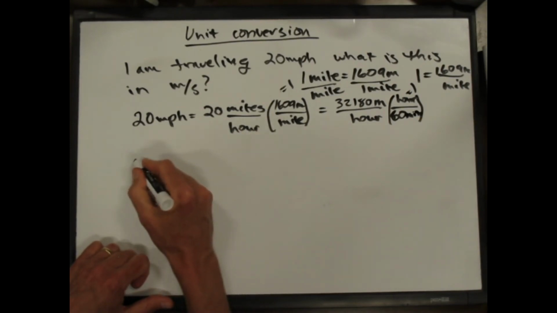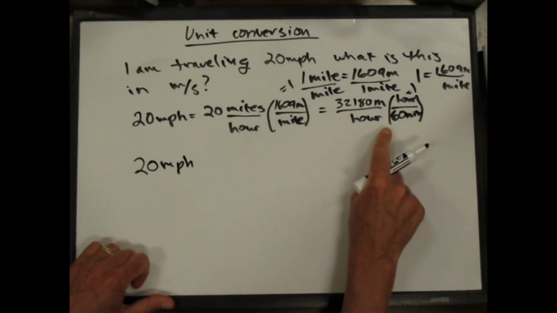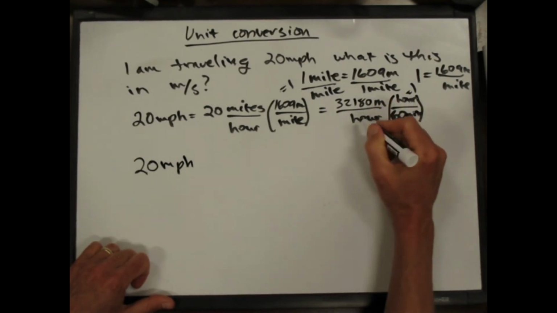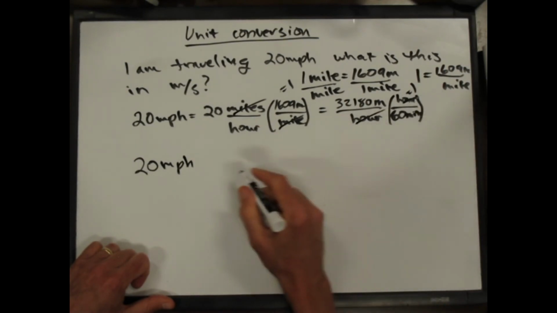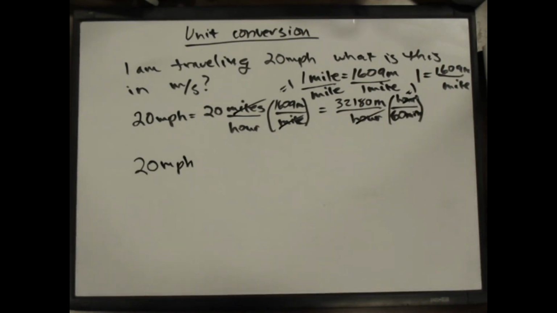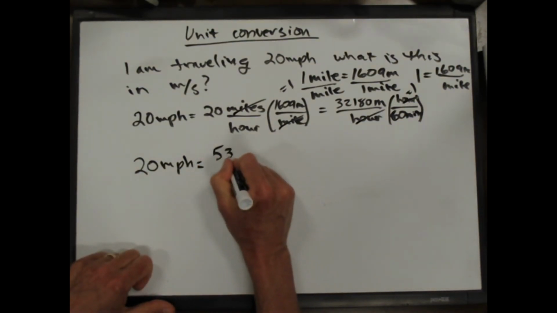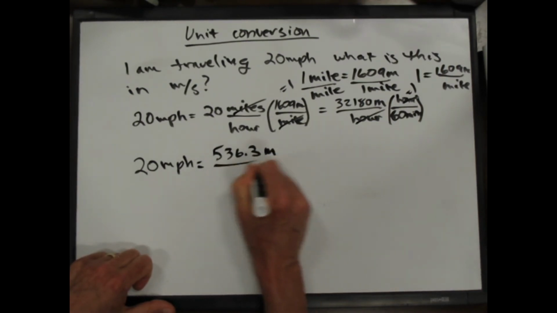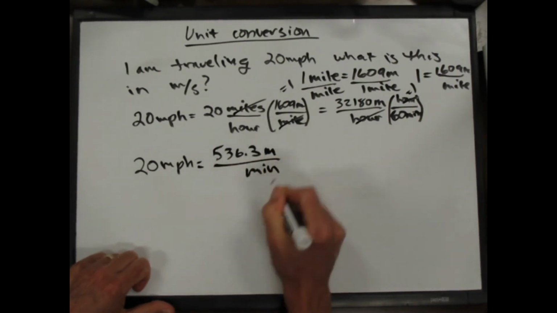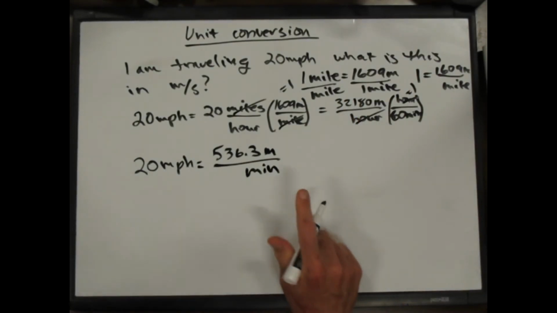So I'll rewrite this down here. 20 miles per hour is now equal to, and my hours are going to cancel. Here my miles canceled, and here my hours cancel, and I get 32,180 divided by 60, which is 536.3 meters per minute.